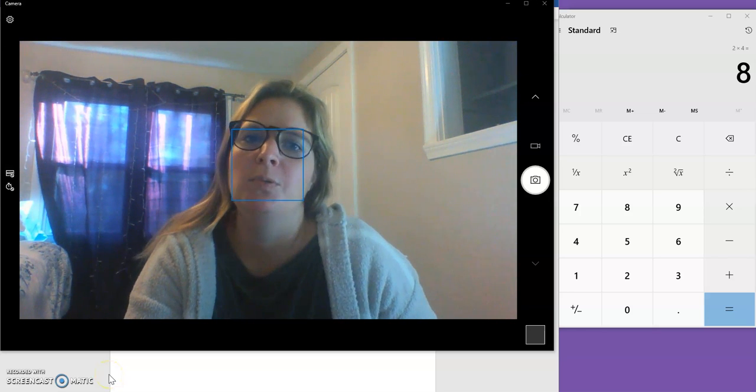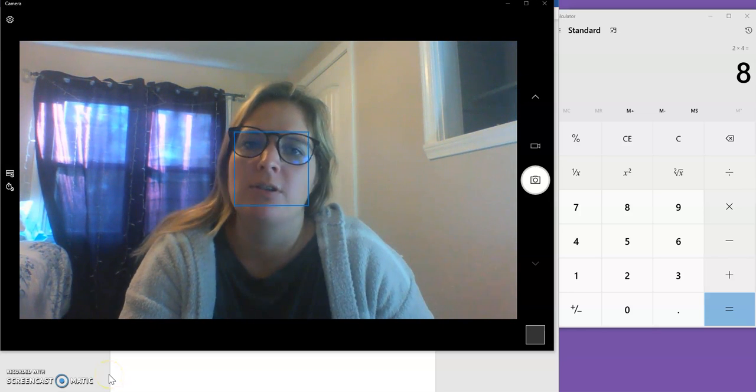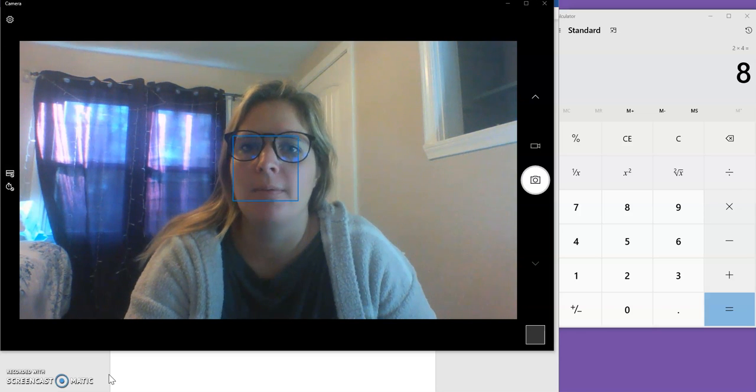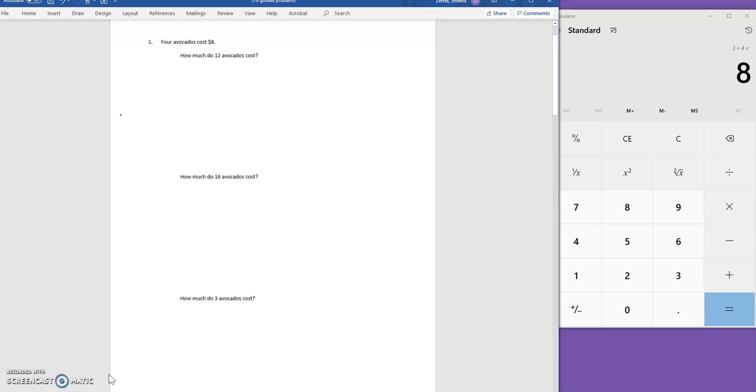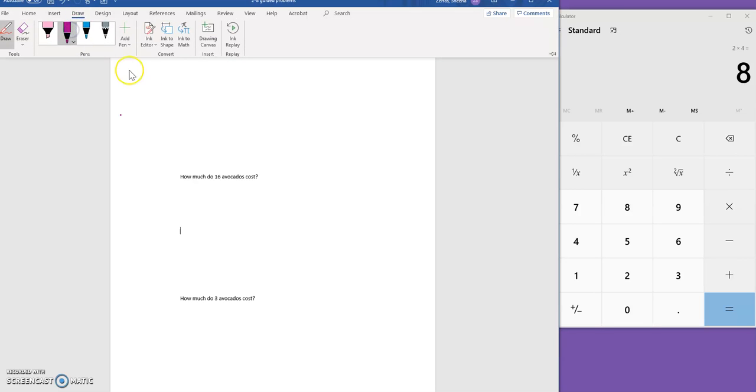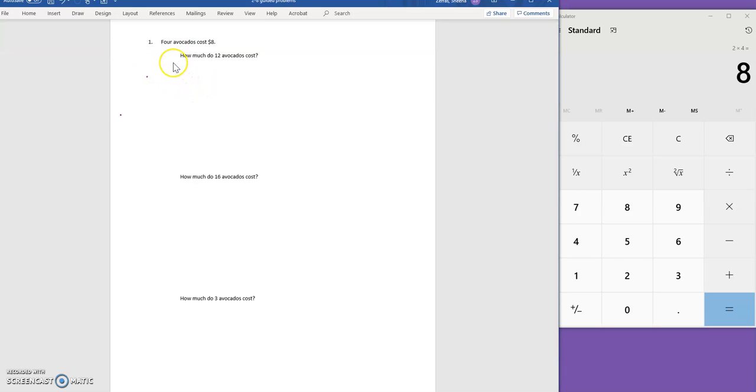This is Unit 2, Lesson 8, where we're going to be solving ratio word problems by identifying equivalent ratios. The three examples I'm going to do for you are all going to relate to the first sentence here. 4 avocados cost $8. I'm going to show you a few different ways to get your answer. For the first one, we want to know how much 12 avocados cost.